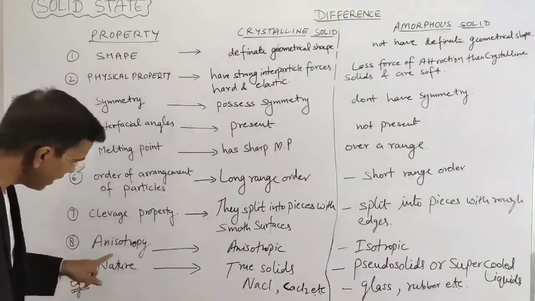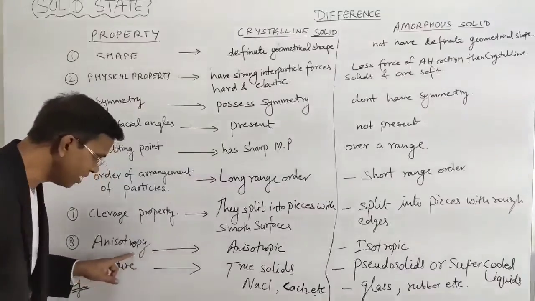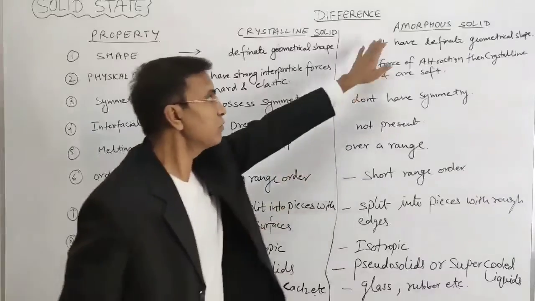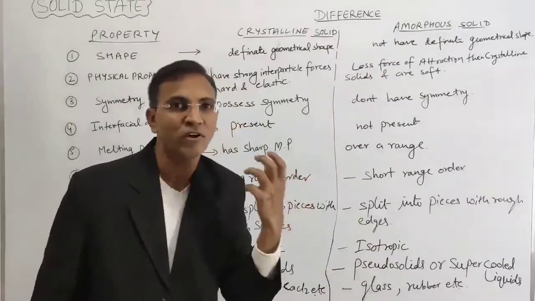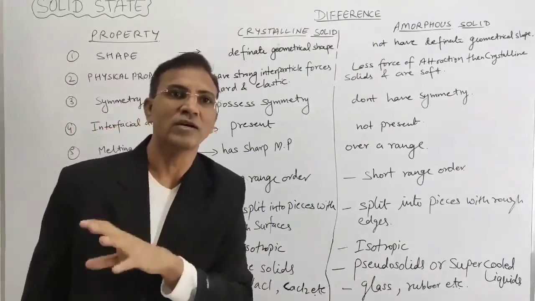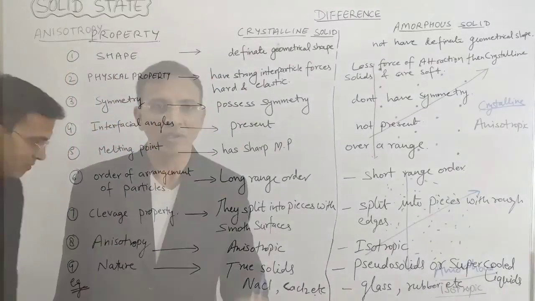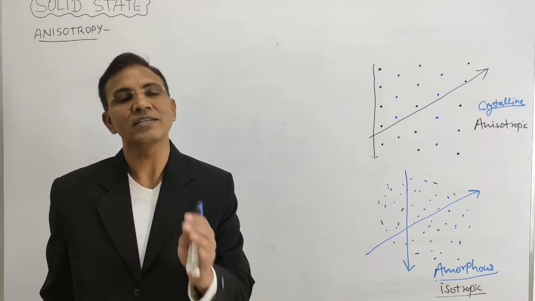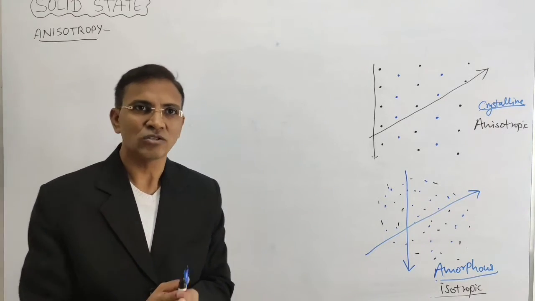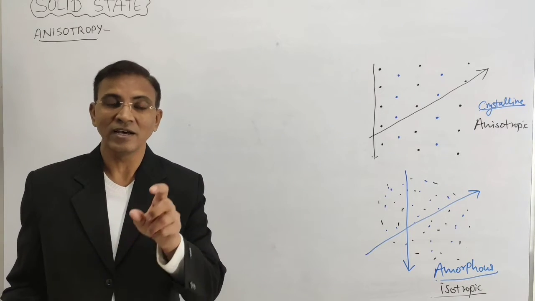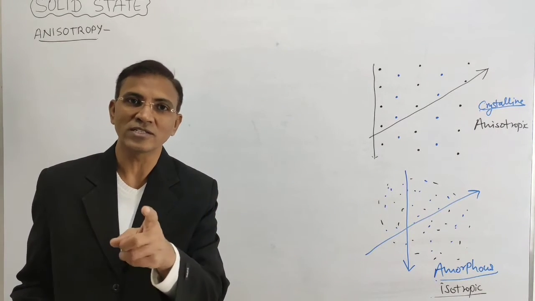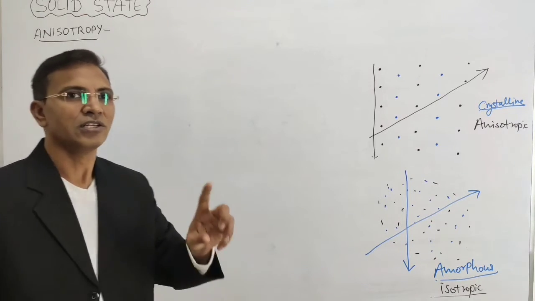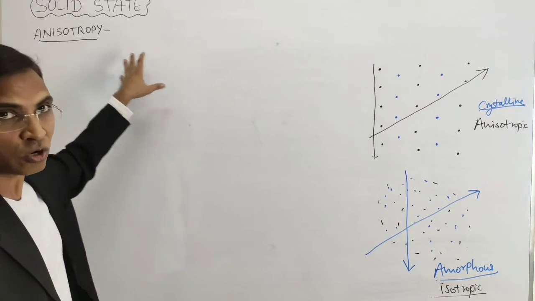Now come to the point anisotropy. This is the point. Anisotropy. The crystalline solid is anisotropic and the amorphous is isotropic. Why is it so, and what is the anisotropic phenomenon, right? Now next move to that. Here we are going to study the anisotropic property. What does anisotropy mean, right? So far we have studied that crystalline solids are anisotropic in nature and amorphous solids are isotropic in nature. So let us see what anisotropy means.